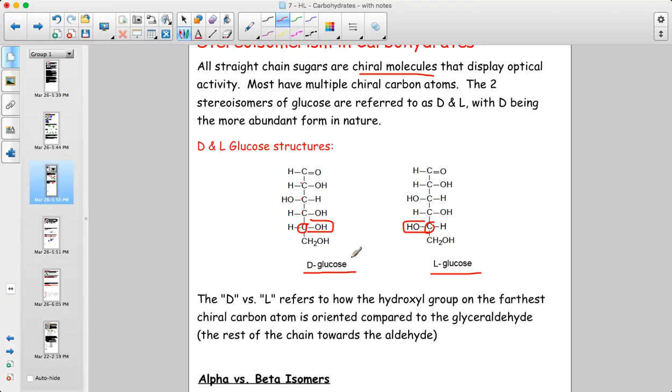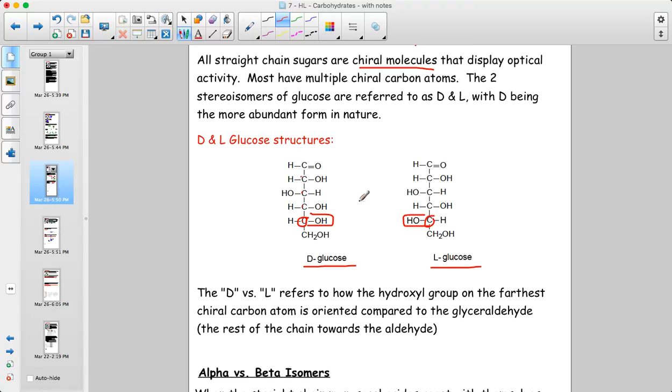So D-glucose is the more common isomer, and it's only based on this hydroxyl group on the carbon that is farthest from the aldehyde functional group.